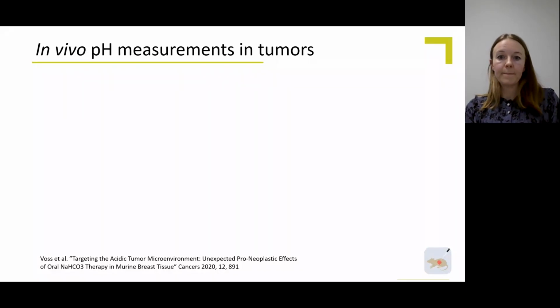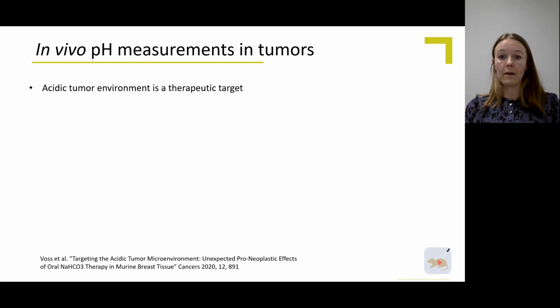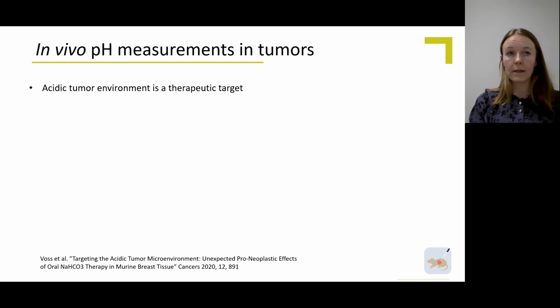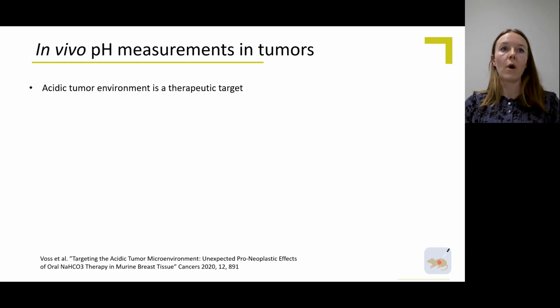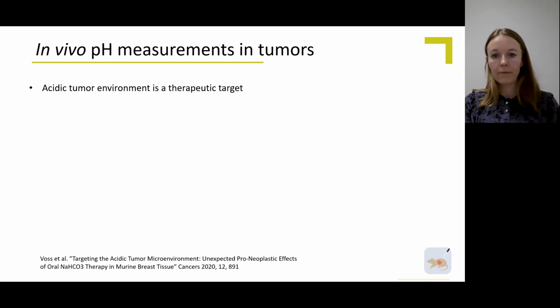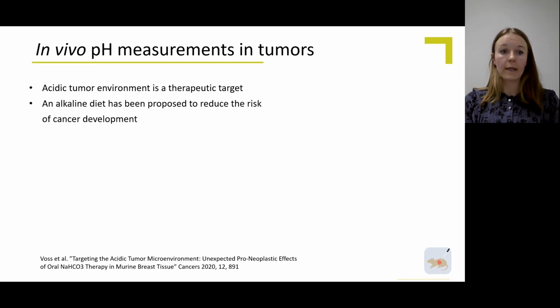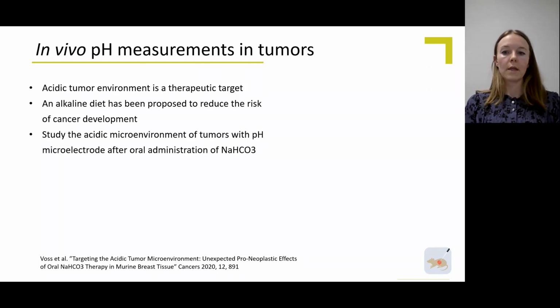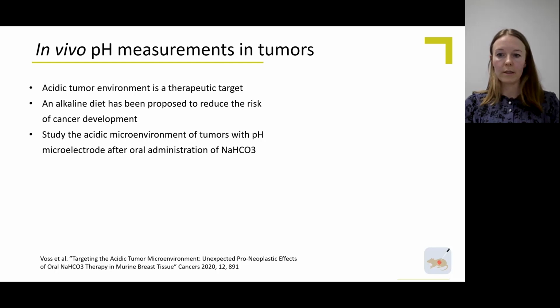Another study here used the pH microelectrode to study the acidic microenvironment of tumors. The acidic environment facilitates tumor expansion and metastasis, and it is therefore a hallmark of solid cancer tissue. It has been proposed that an alkaline diet may reduce the risk of cancer development. So in this study, the authors investigated the consequences of giving oral sodium bicarbonate therapy during breast carcinogenesis.